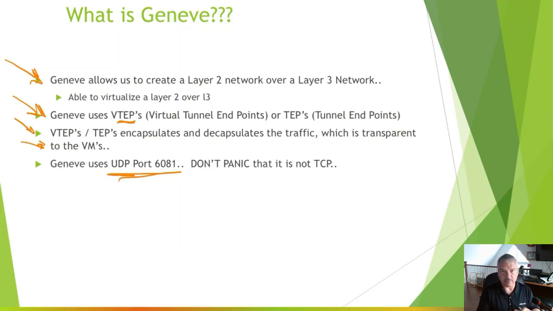So Geneve just uses UDP. If a packet being carried is sensitive and needs TCP, that's fine. If it gets dropped somewhere along the line, it'll get retransmitted just like it would normally. So this is one of the reasons. You want to make sure you have UDP port 6081 open in your Geneve network.